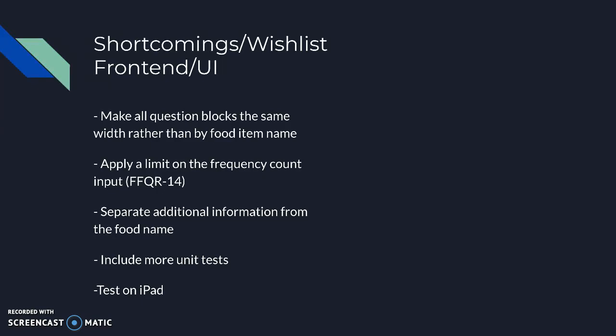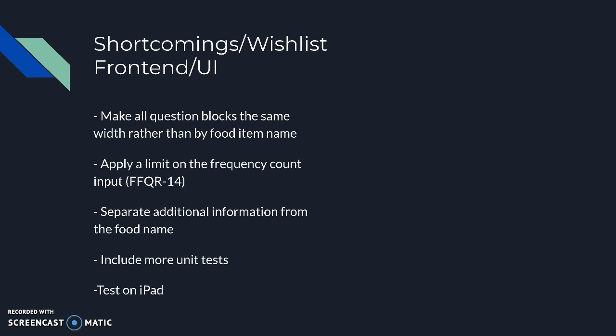First, let's talk about the interface of the webpage. The main improvement that can be done on the design is to make the width of all the question blocks equal and not dependent on the name of each item. It's going to make the web page look a lot more aesthetically pleasing. We documented a story FFQR-14 for applying a limit on the frequency input and warned the user if that limit is exceeded. This limit is going to prevent typos and also incorrect results.